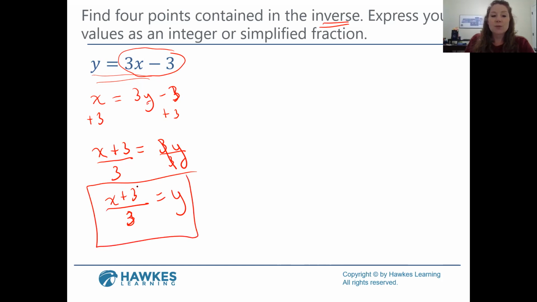And remember, you can't cancel out these 3's because that plus sign holds this whole top together. So don't try to cross out those 3's. You're not allowed to do that.